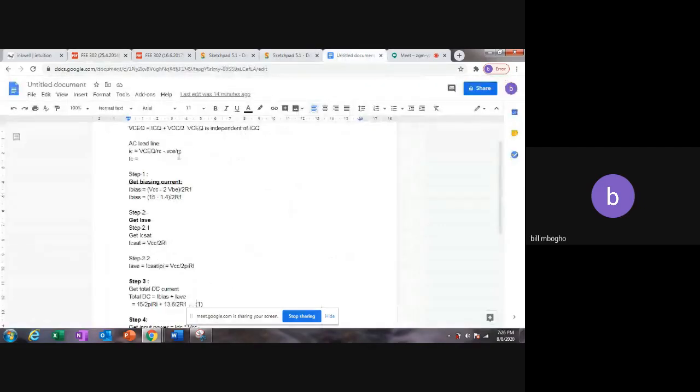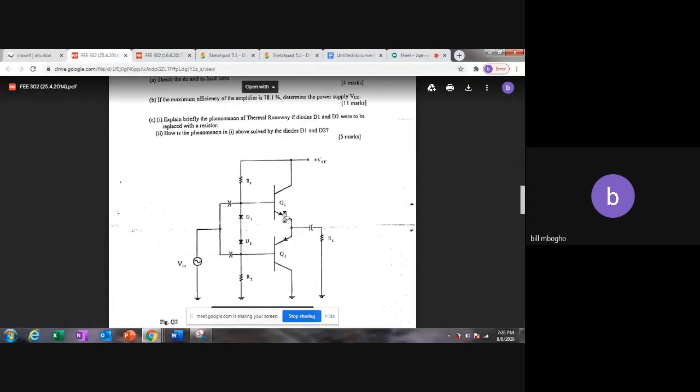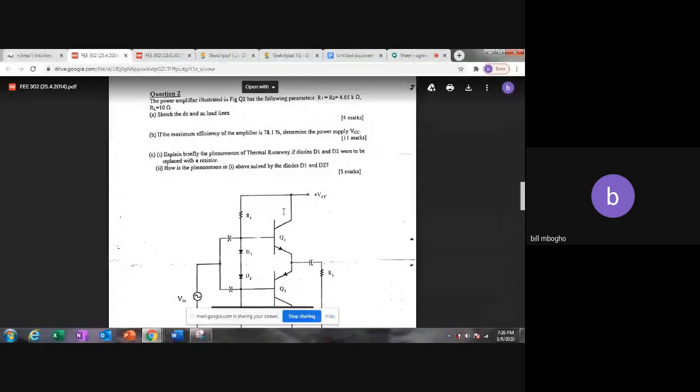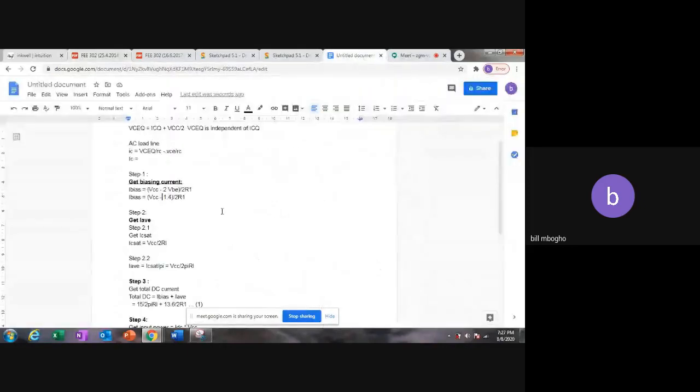Wait, sorry, you need to read the, which is VCC minus 2 VBE. So here, instead of having this 15, we have VCC minus 1.4 over 2R1. And R1 is equal to R2. So 2R1 works. If R1 is not equal to R2, you can't do 2R1. You have to do over R1 plus R2. So over 4.65 times 2 over 9.3.